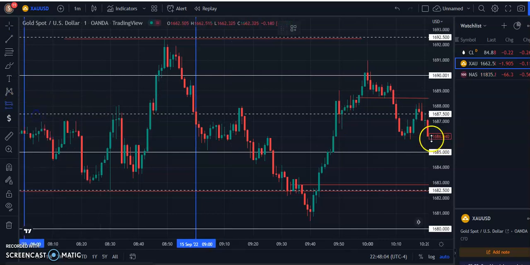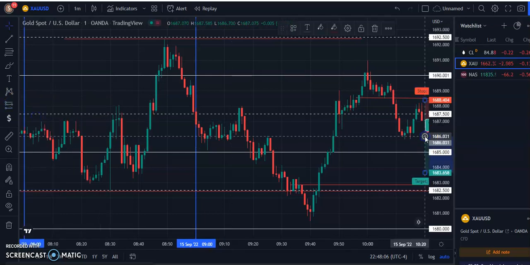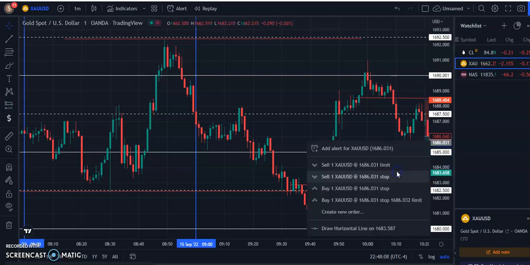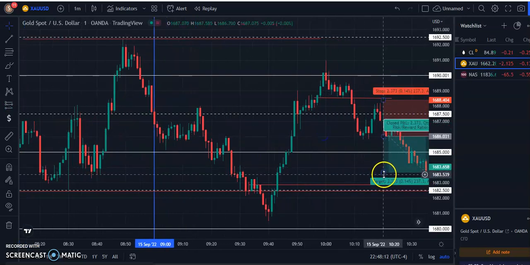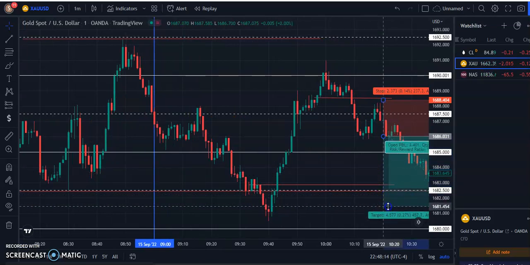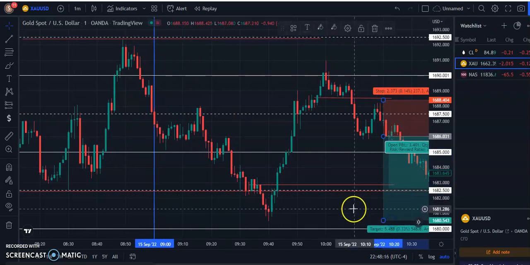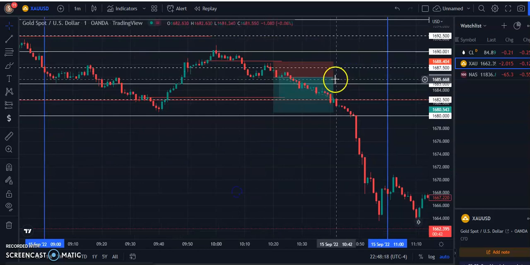So you see, this is a short trade. If you want 50 pips, it's a very nice short trade for a 50 pip move, as you can see.